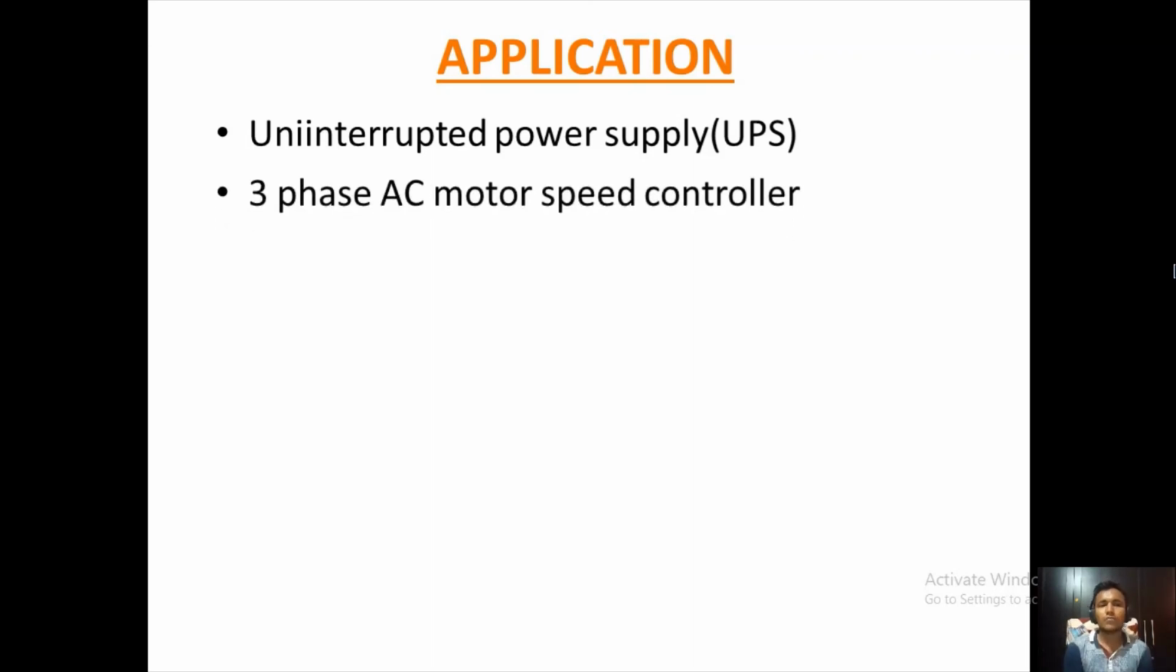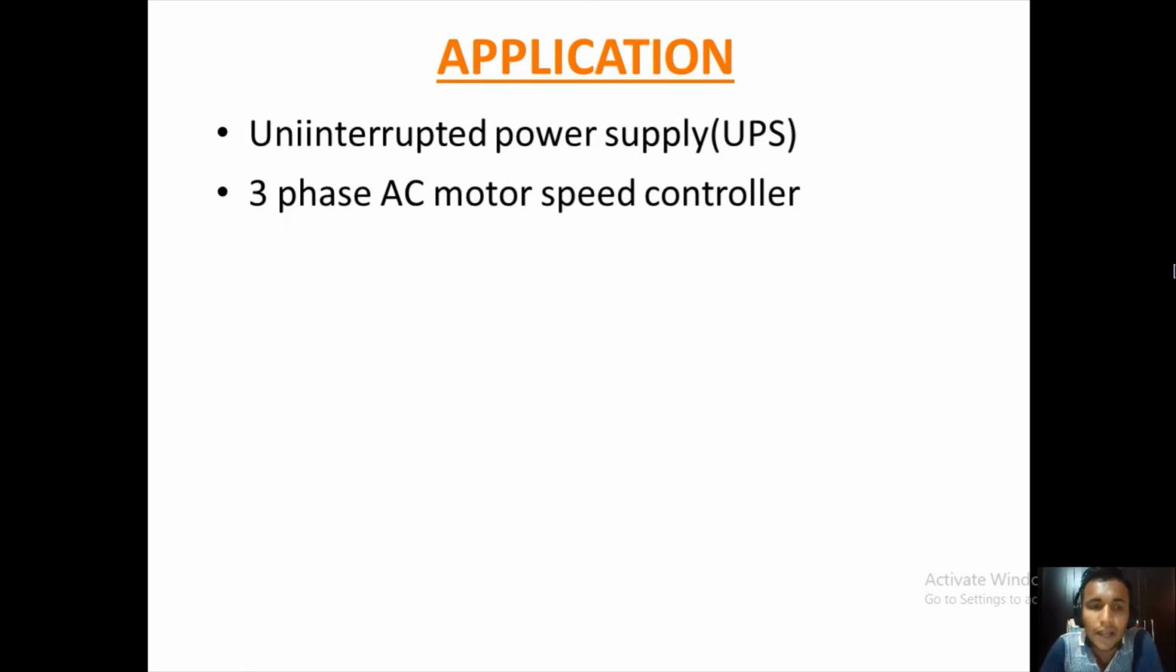Then the second most important application is three-phase AC motor speed control. If we have to control the speed of a three-phase AC motor, then the V by F speed control technique is used to control the speed of the motor. So in this case, we first convert AC into DC and then DC into AC. So we get a variable DC, variable AC, that means frequency change can be done by the inverter circuit.